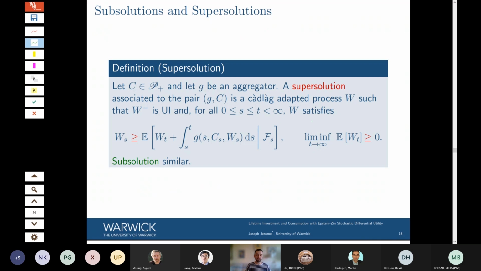And then a subsolution is very similar, except it's sort of below a solution, so this inequality flips sign. And this is the key part, this inequality. But then we're also going to have that the positive part processes UI, and that the transversality condition becomes lim sup of the expectation is less than or equal to 0. And you can show that if something is a subsolution and a supersolution, then it is the utility process associated to C.